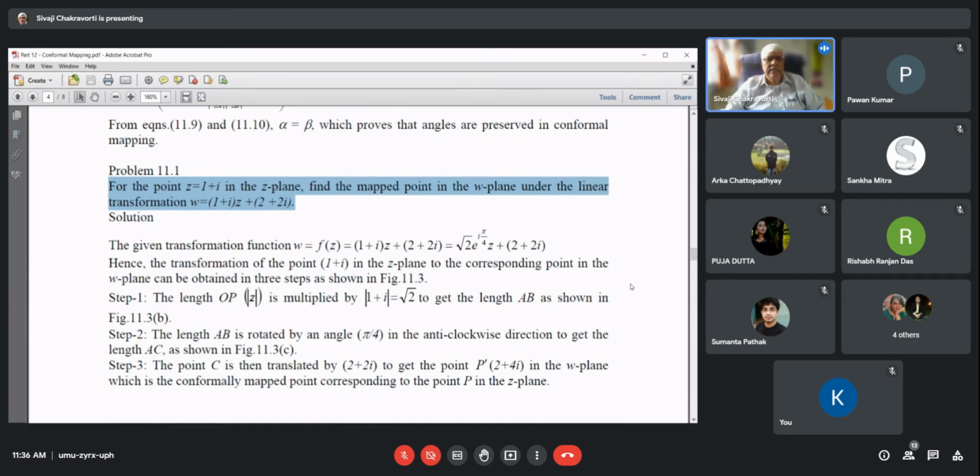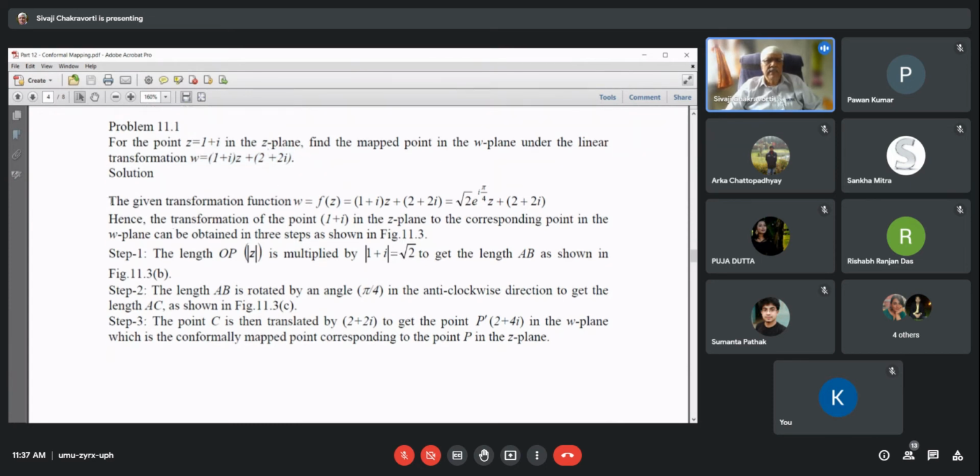I am saying that there is a point on the z plane given by 1 plus i, that means x is equal to 1, y is equal to 1. Find the mapped point on the w plane under the linear transformation w equal to this. That means this is my f(z), (1 plus i)z plus 2 plus 2i. Now remember, this is nothing but that previous form I have said, Az plus B. Earlier I told you that f(z) will be represented in the form Az plus B. So here you see A is 1 plus i, B is 2 plus 2i.